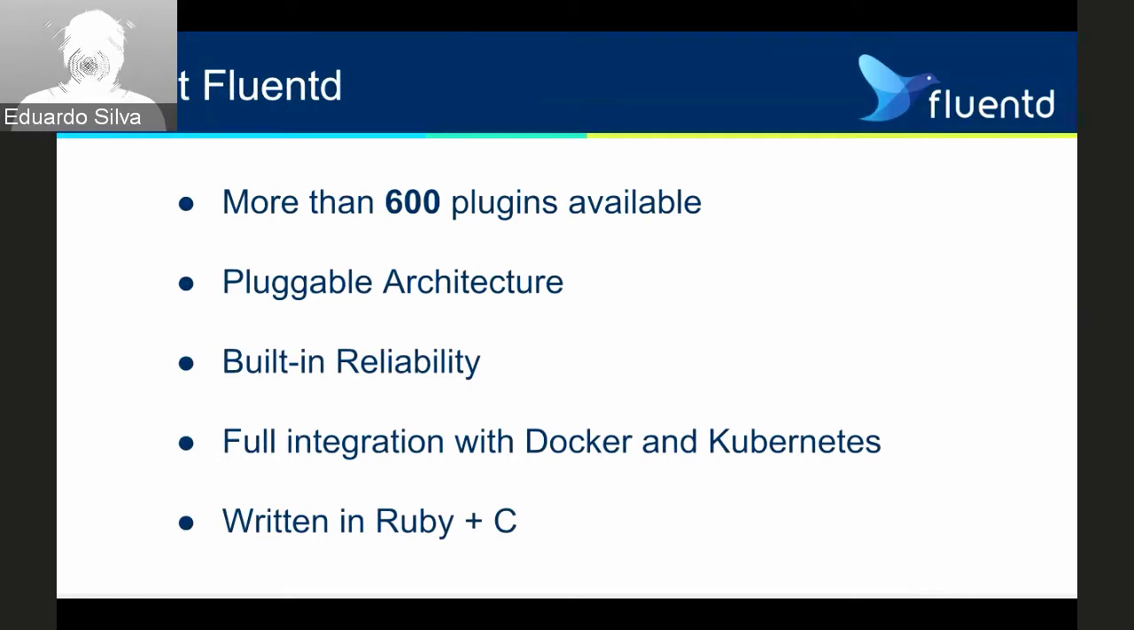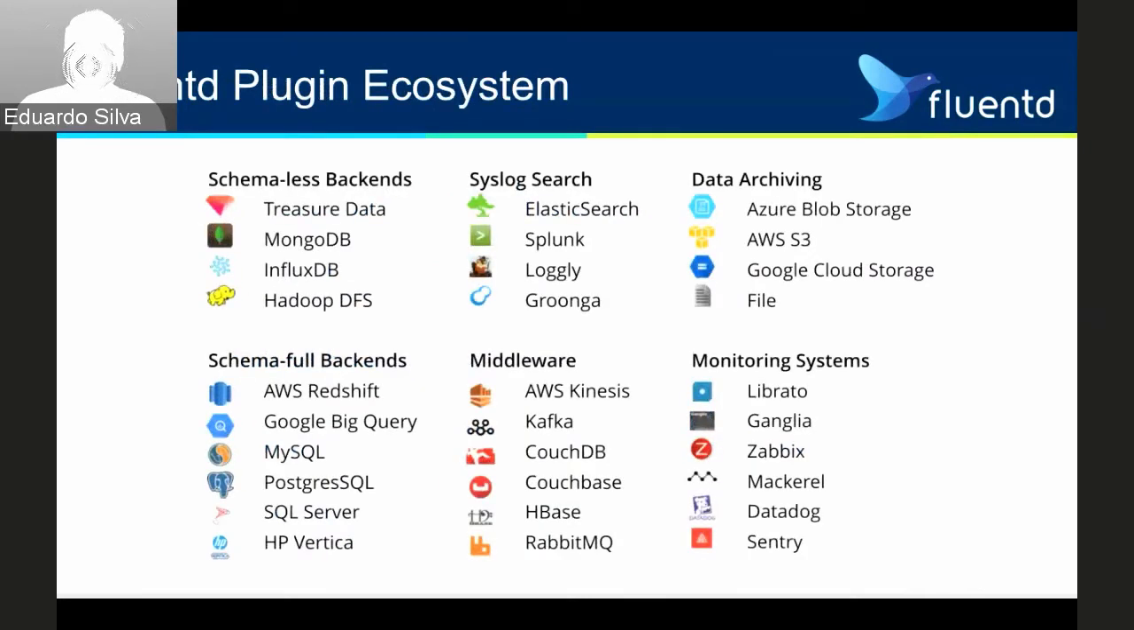It has built-in reliability. As much as possible, it will try to collect the data, deliver the data, and not lose the data. And we have native integration, of course, with Docker and Kubernetes. Fluentd is written in a mix of Ruby and C. The most critical parts, mostly for performance and data serialization, are made in C.